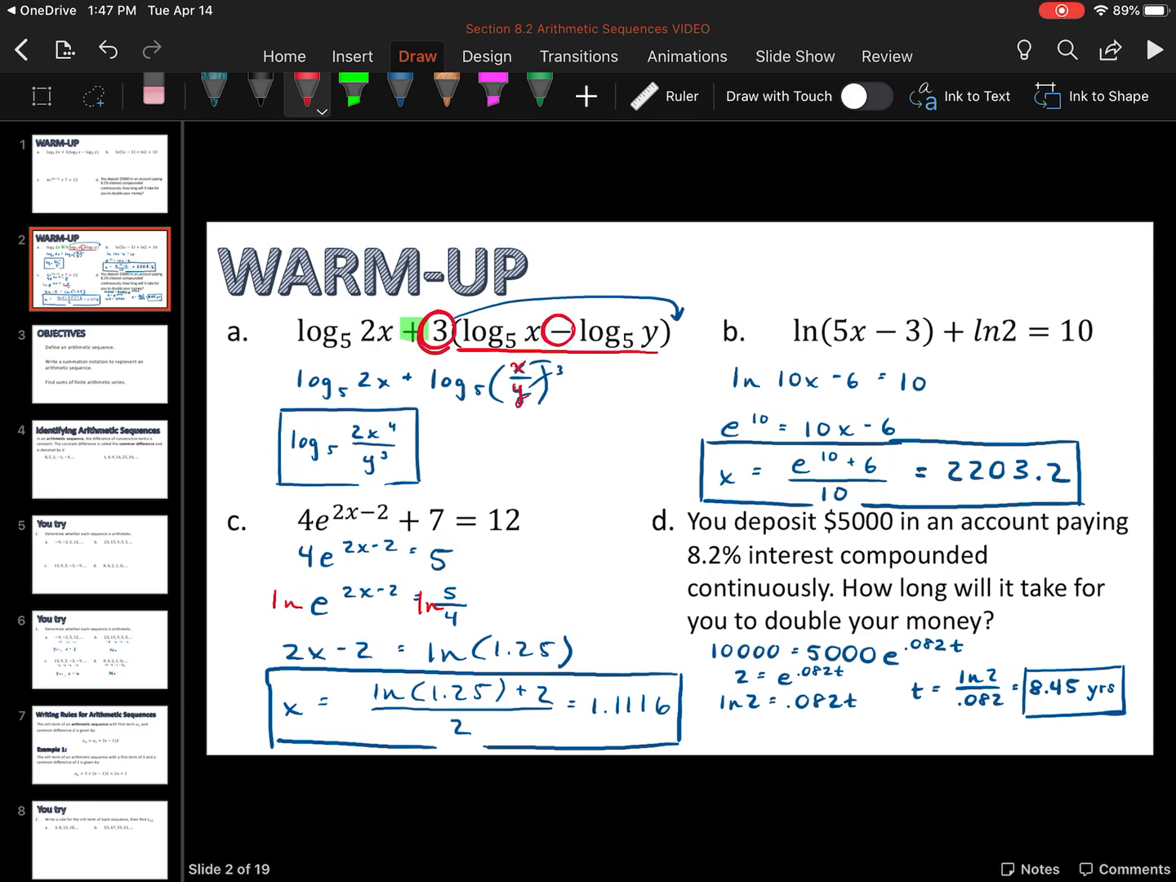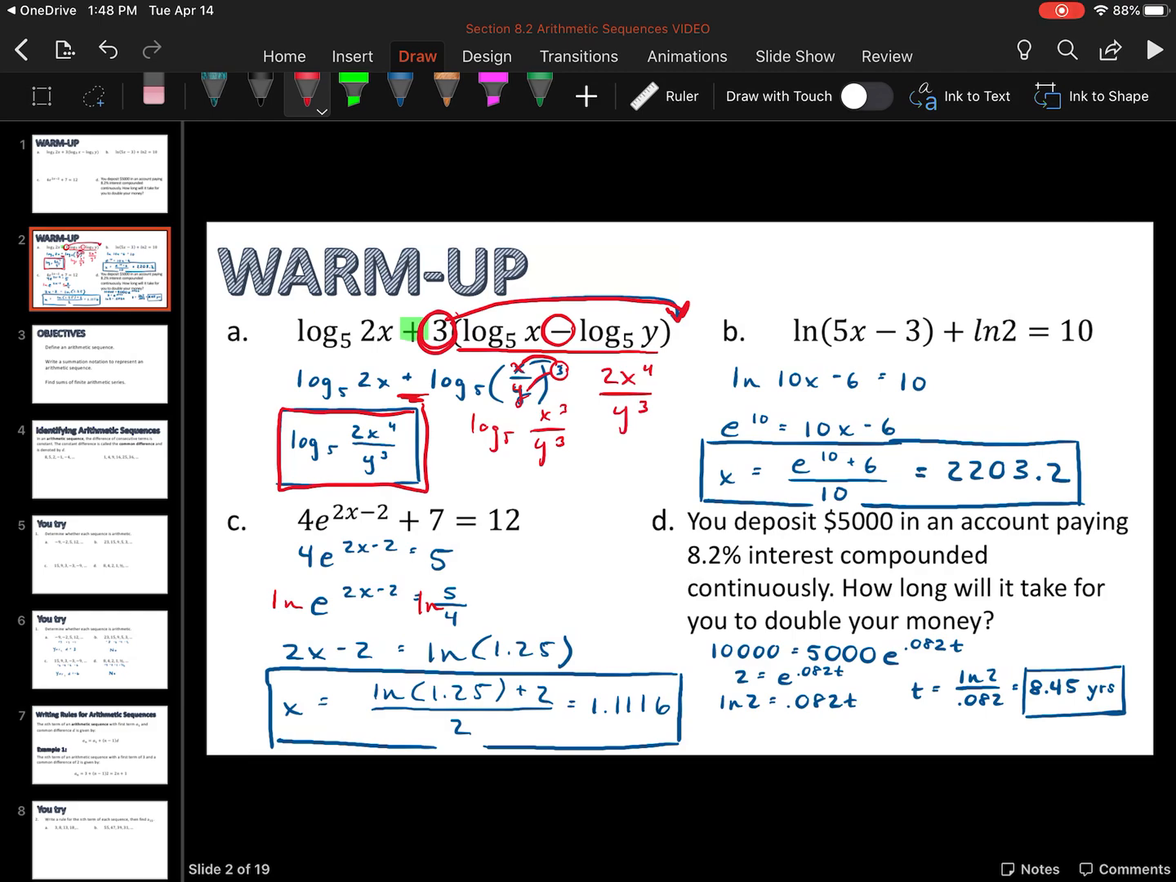And then since this 3 is the coefficient, it becomes the exponent using the power rule. And then we can distribute that to the numerator and denominator. So you get log base 5 of x to the third over y to the third. And then we can combine these two because of that plus, and you will get 2x to the fourth in the top and y to the third in the bottom. Okay, so that's where I got this final answer from.